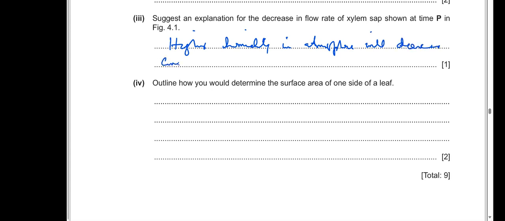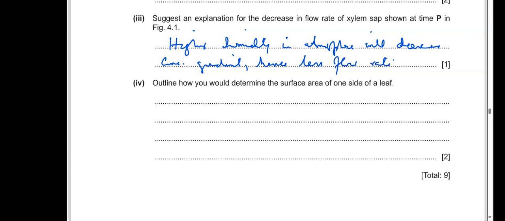So the suggested explanation for the decrease: higher atmospheric humidity will decrease the concentration gradient, hence less flow rate.